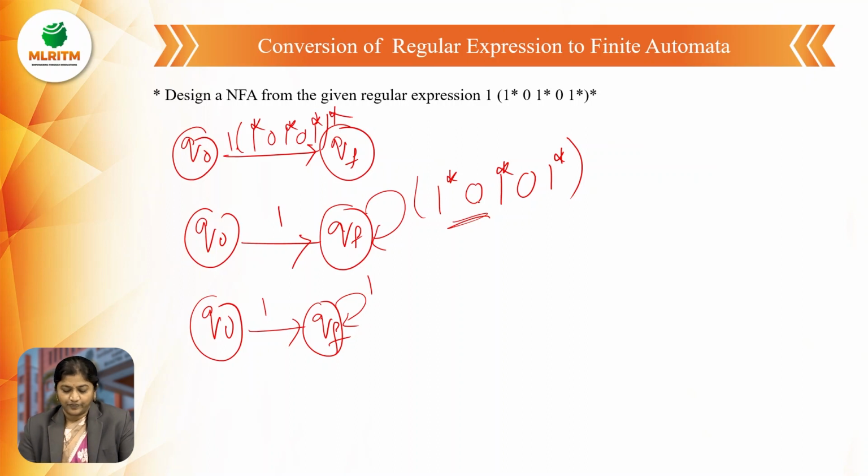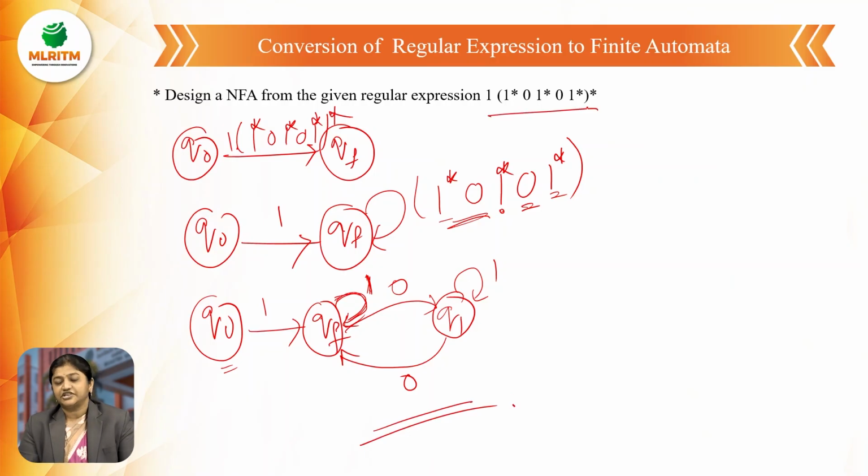Next is 0. Shall I take this as one more state to represent? Q0 I have already taken, so next I'll take it as Q1. So already this 1 star is done. 1 star 0. Next, one more star is there. One star, because I have taken a loop, so that indicates 1. 0, this one. Next, again, one star is there. This one star will be repeated again. This is how we need to represent the given regular expression as a finite automata.